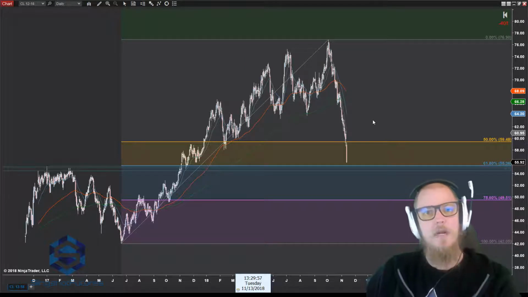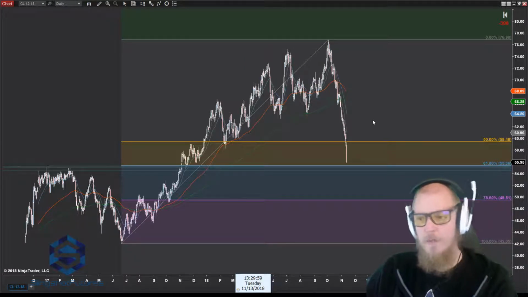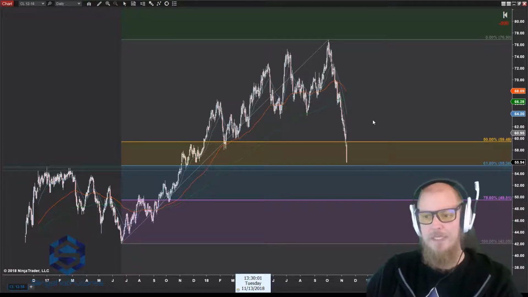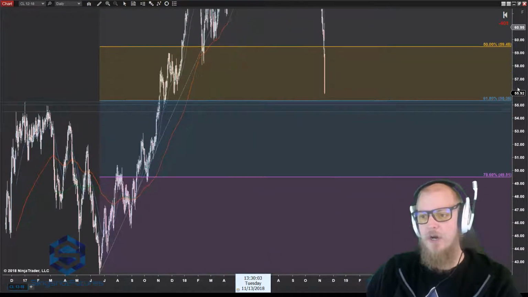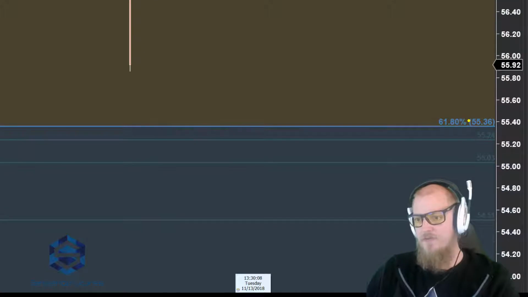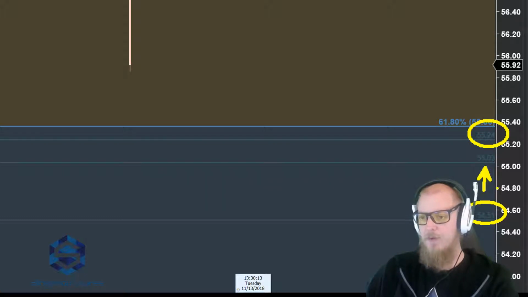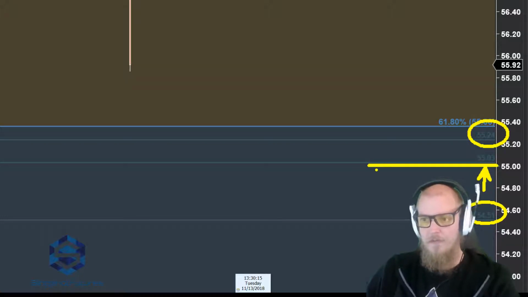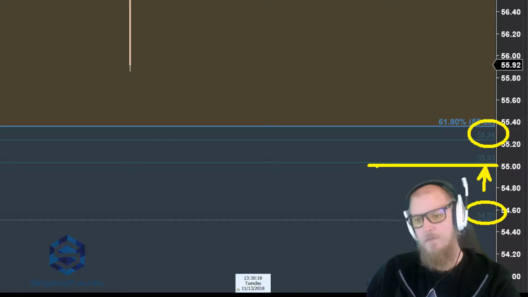So now we have a 618 retracement, or in this case a pullback, towards the $55.36 mark. We also have a cluster of support and resistance, if we zoom in real close here, at 55.24 at the highest and 54.51 at the lowest, with a midpoint inside of there at 55.03. Of course, the whole dollar at 55 could also be something to pay attention to.